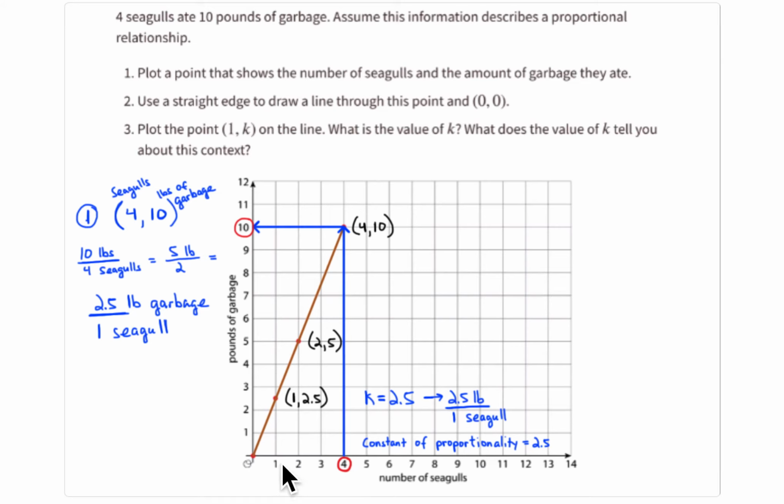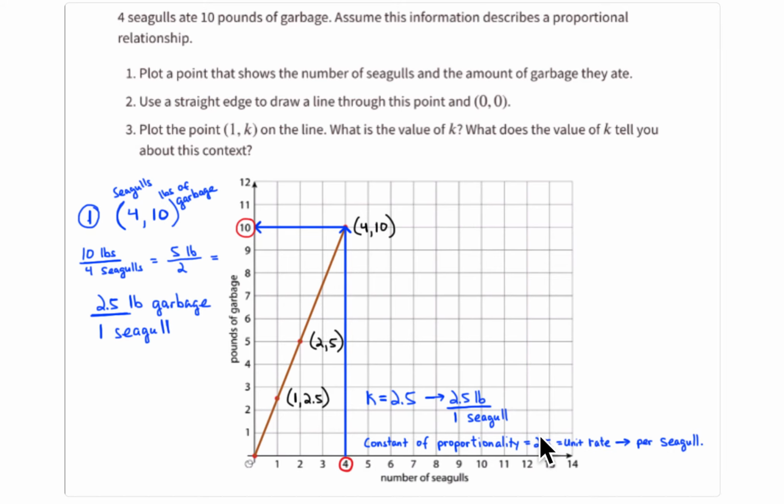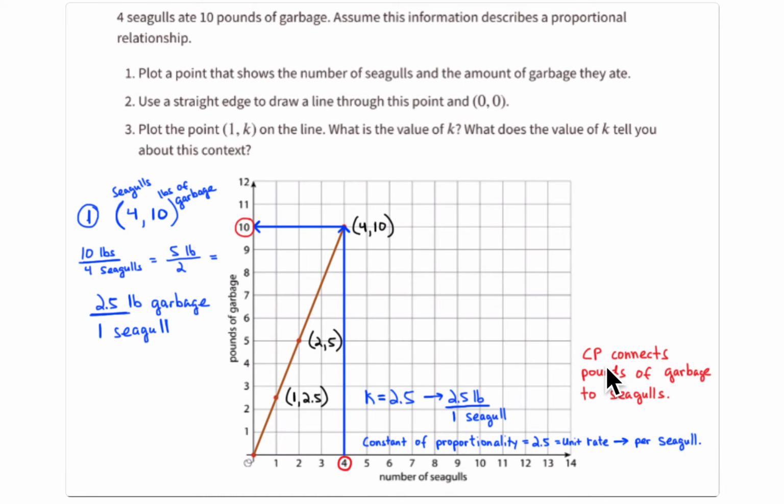So if you go to 1, it's going to go up to 2.5 to reach this line that shows you the proportional relationship. So when x is 1 unit, y is 2.5 pounds of garbage. So the constant of proportionality is that 2.5. That's the unit rate. Once again, that tells you how much per seagull. And so the constant of proportionality connects the pounds of garbage to the seagulls. It is 2.5 pounds of garbage per 1 seagull.